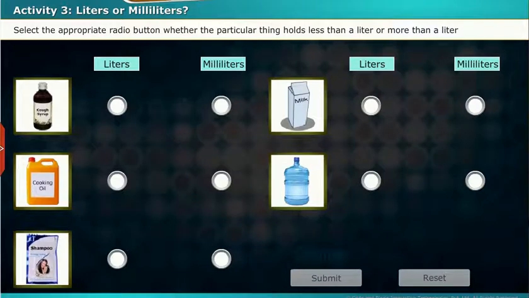Take up an activity to estimate whether the items are measured in milliliters or liters. Select the appropriate radio button whether the particular thing holds less than a liter or more than a liter.